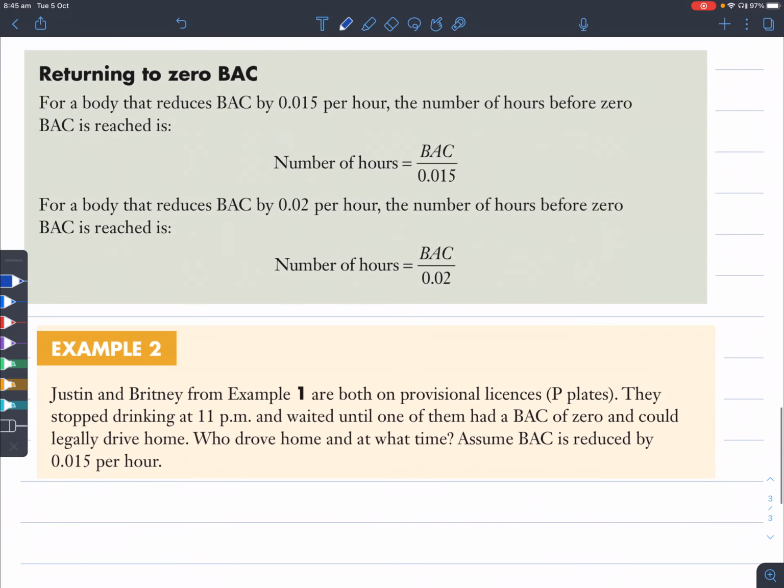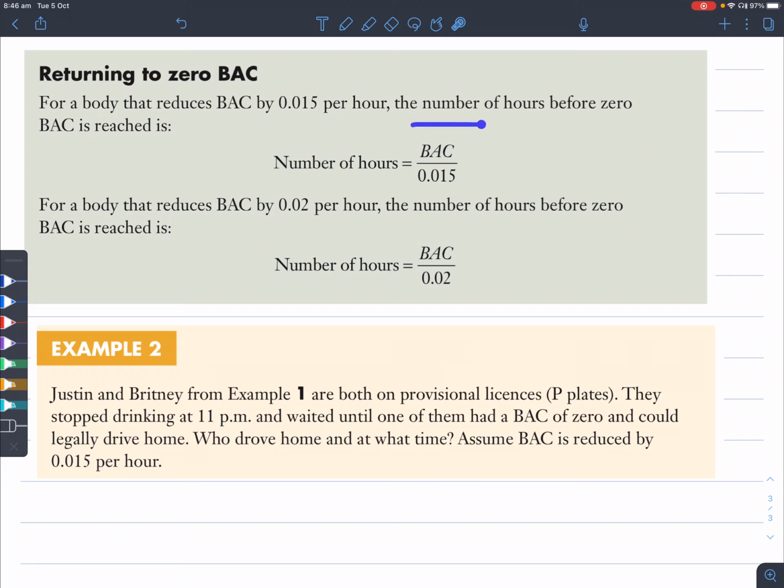Let's have a look at the next thing we're going to learn. So if you know a person who has a high level of BAC because they're under the influence of alcohol, over time, the body reduces the blood alcohol content. And the rate that it reduces this by is 0.015 per hour. Okay, so we've got to wait a number of hours for that person to reduce their BAC to 0 for them to drive or do everything safely again.